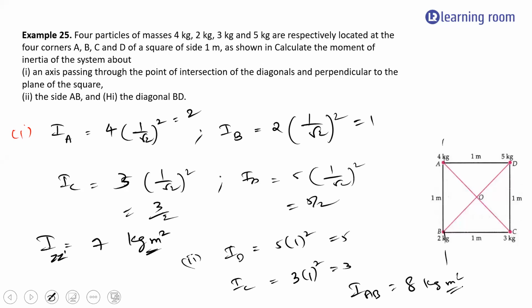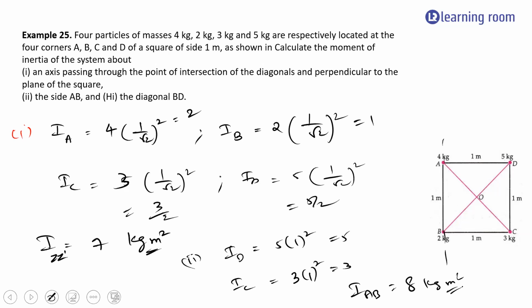Using the same logic, find out the moment of inertia about BD. When you talk about BD, what are the two masses which will not contribute to the moment of inertia? 2 and 5 are lost. So with respect to BD, this distance is how much? 1 by root 2. This distance is 1 by root 2. So 4 into 1 by root 2 square plus 3 into 1 by root 2 square. How much is going to be the answer? 4 into 1 by root 2 square is 2. 3 into 1 by root 2 square is 3 by 2. So 2 plus 3 by 2 is going to give you 7 by 2. So the moment of inertia about this axis BD is going to be 7 by 2. That's the answer. Or 3.5.